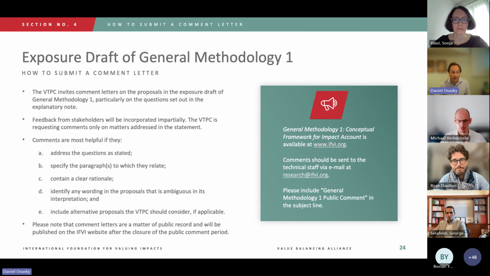We do want to acknowledge that when you produce these comment letters, they will be a matter of public record, and so they will be published on our website at the closure of the public comment period, along with, once we have a finalized version of the General Methodology 1 statement, a basis for conclusions and content from us, the technical staff, and the VTPC, acknowledging the feedback that we've received and how we've gone about incorporating it in the updated version.